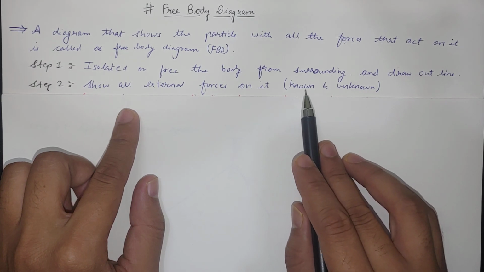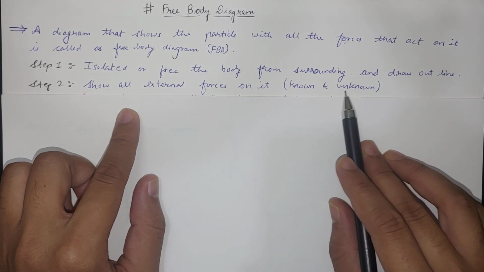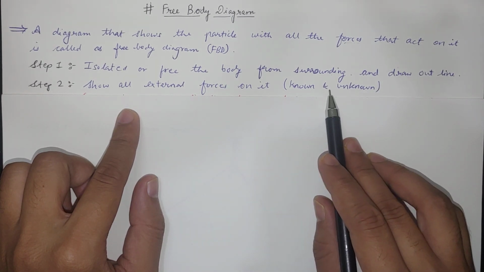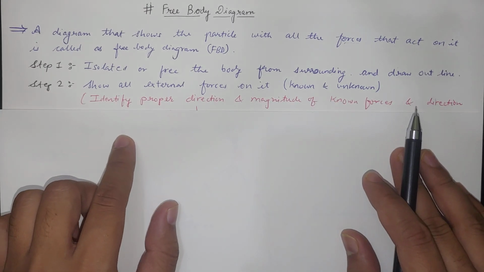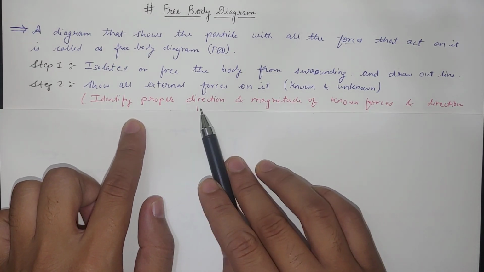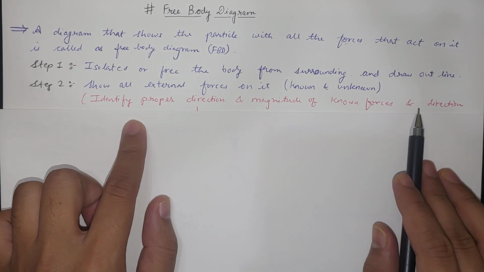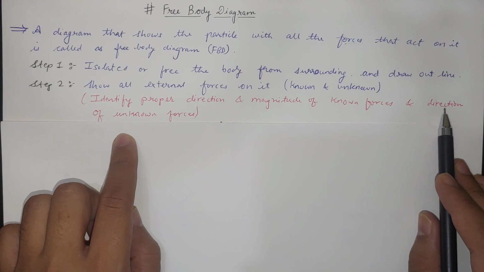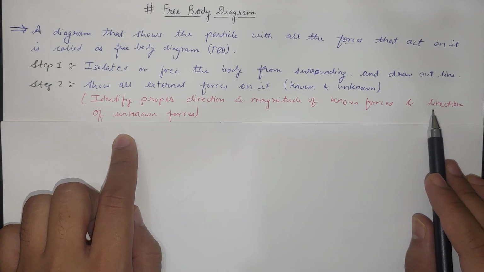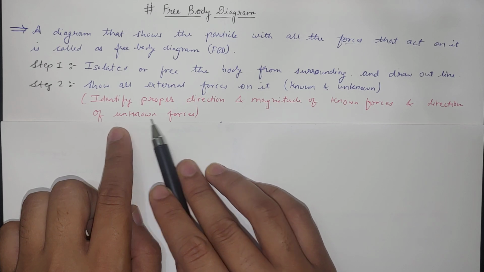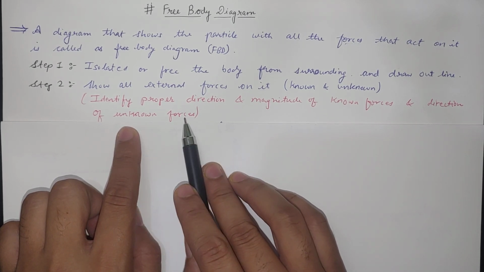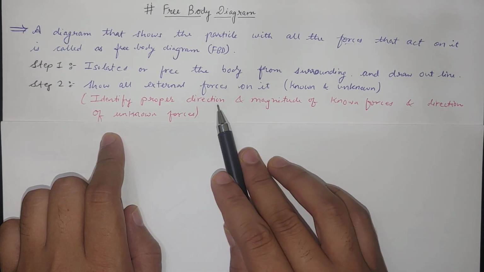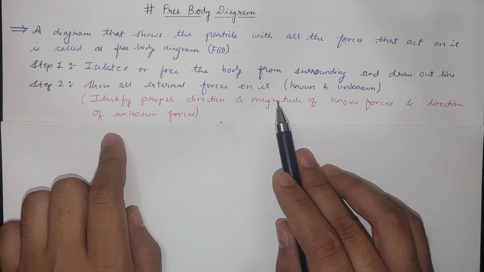The second step is we have to show all the external forces that act on it. Forces can be known forces, which are given externally in the question, or unknown forces, which are generated due to reaction forces. So we have to show all the forces on this drawn diagram, and identify the proper direction and magnitude of known forces and the direction of unknown forces. Direction means the line of action of the force, so to find those unknown forces we just draw the lines of action and assume any direction, and draw known and unknown forces on the diagram.